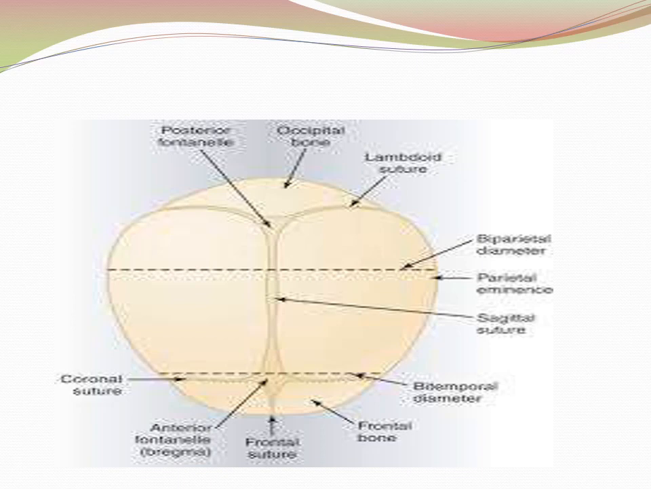So this is the fetal skull. You can see the various landmarks on the fetal skull. From anterior to posterior, this is the frontal sulcus, frontal bones, coronal suture, anterior fontanelle, the bitemporal diameter, the sagittal suture you can see, and then the parietal eminences and the biparietal diameter, which is usually 9.5 centimeter, posterior fontanelle, occipital bones, and the lambdoid suture.